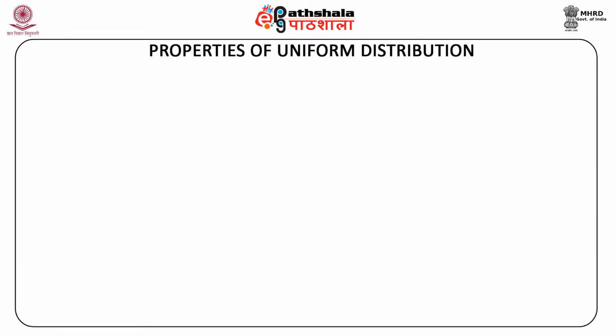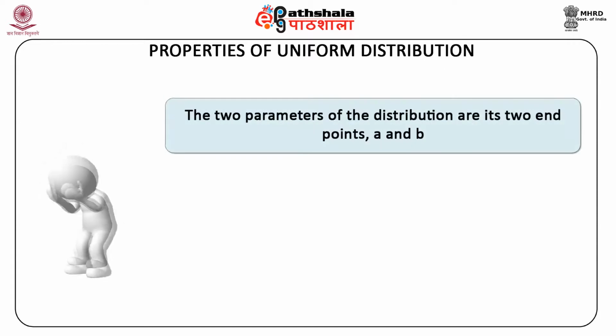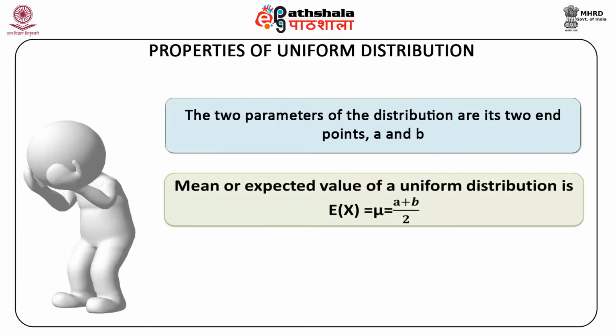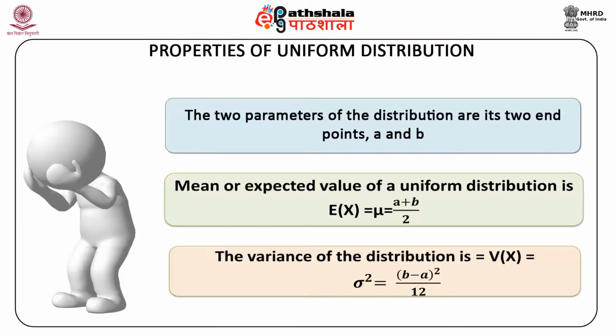Properties of uniform distribution. First, the two parameters of the distribution are its two endpoints A and B. Second, the mean or expected value of a uniform distribution is the average of the two endpoints, that is, expected value of x is equal to mu, which is equal to (a plus b) divided by 2. Third, the variance of the distribution is V(x), which is equal to sigma squared, which is equal to (b minus a) the whole square divided by 12.